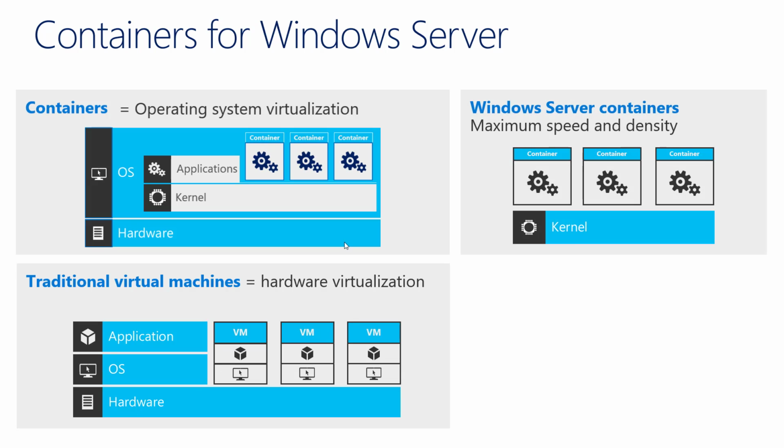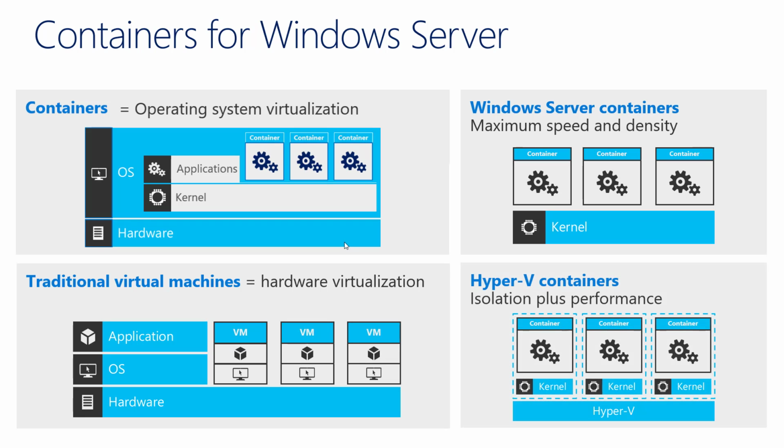So effectively, we've got the multiple containers running on top of a single kernel. Now, this is a nice, fast way of doing things. It's easy to spin things up, and we can get great density. But again, it's a shared kernel.